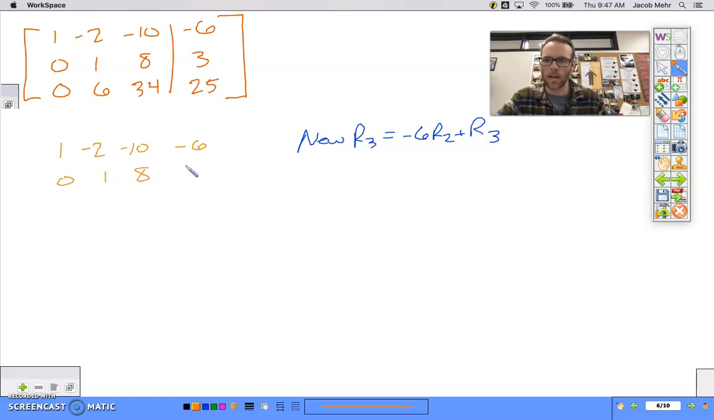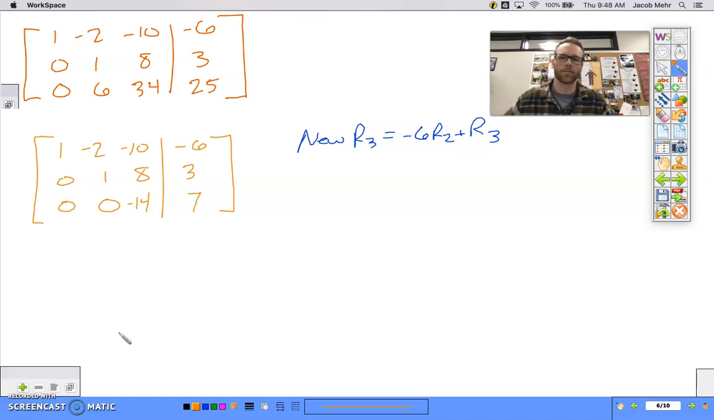Top two rows are going to stay the same. All right, negative 6 times row 2 plus row 3. Negative 6 times 0 plus 0 is 0. I like that. Negative 6 times 1 plus 6 is 0. Negative 6 times 8 plus 34. I just don't want to goof this up here. Negative 6 times 8 plus 34 is negative 14. Negative 6 times 3 plus 25 is 7.